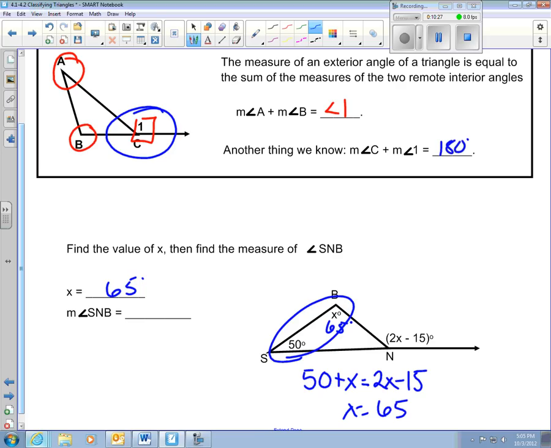And then the next problem says find the measure of angle SNB. So you're finding this measure here. We know two of the angles, and you have to find the third. We know that they add up to 180. So go ahead and find that for me for tomorrow.